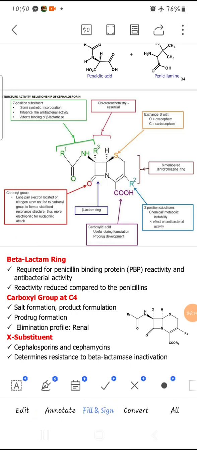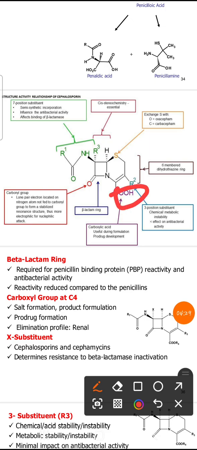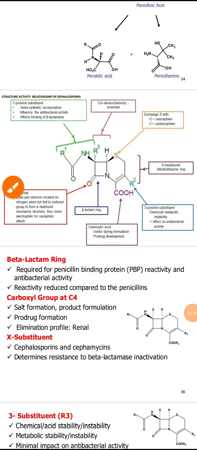At the 4 position, we have a free carboxylic acid. That free carboxylic acid is very important for drug formulation, for absorption, and for salt formation. That is essential. The beta-lactam ring is very important. The bicyclic system is very important, the two rings like that of penicillin. The carbonyl group is very important.